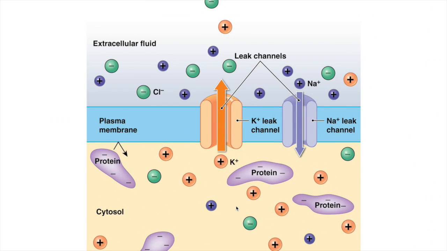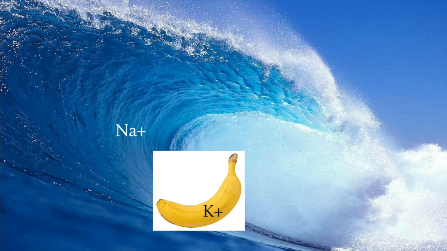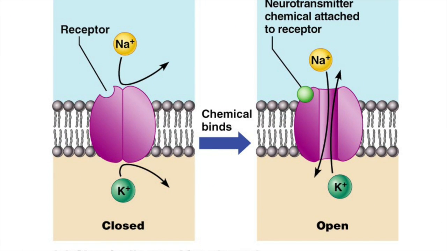Now I mentioned back here there are some leak channels that are always open, and at rest there are more potassium leak channels open than sodium leak channels. And we're going to talk about this more later. We just need to briefly introduce it right now. But the way ions get through a plasma membrane is through ion channels. This is a chemically gated ion channel that will be closed when nothing's bound to it, and when a neurotransmitter is bound to it, it will open and allow ions to pass through. So that's one type of ion channel, chemically gated.